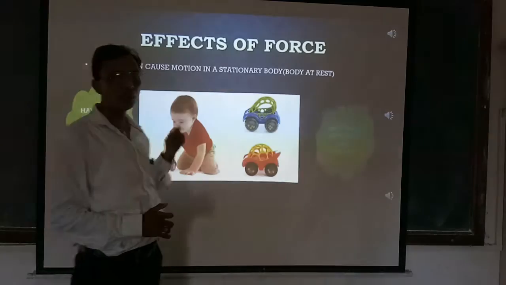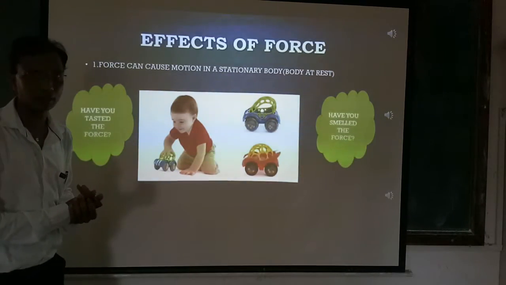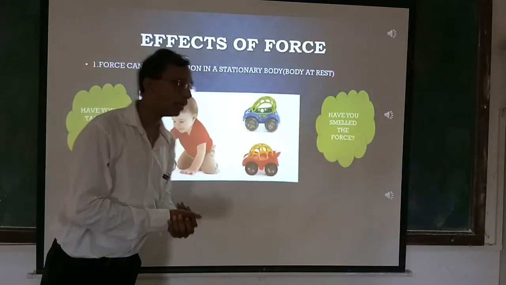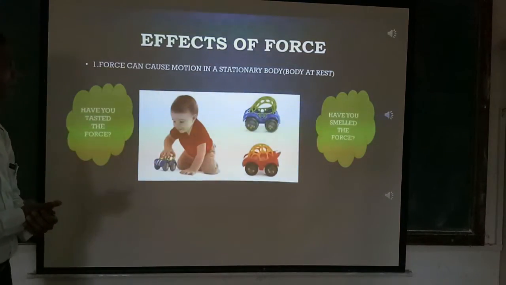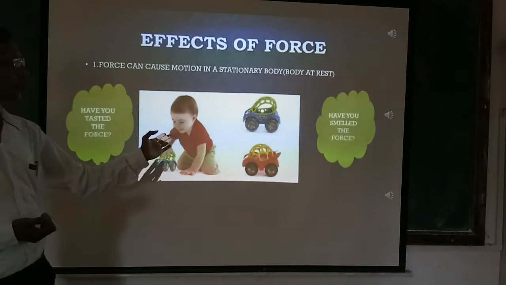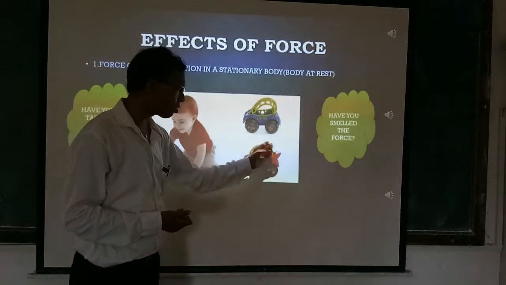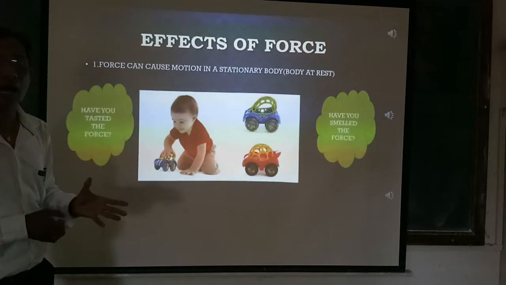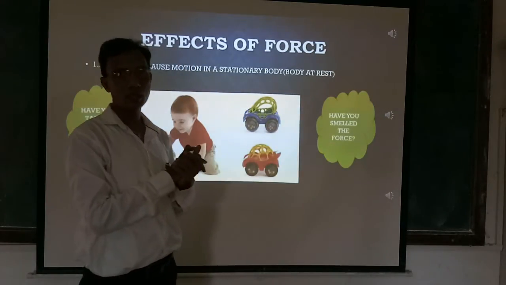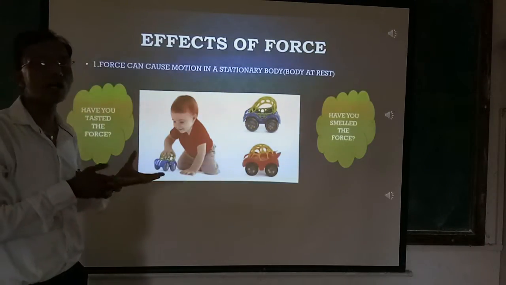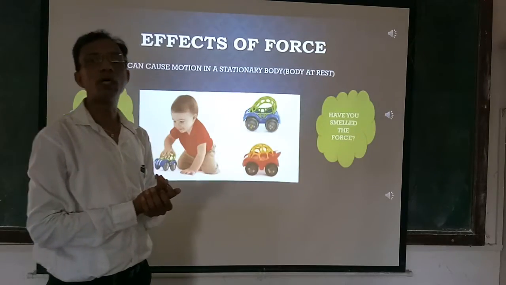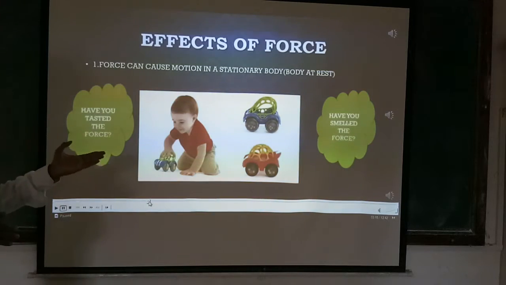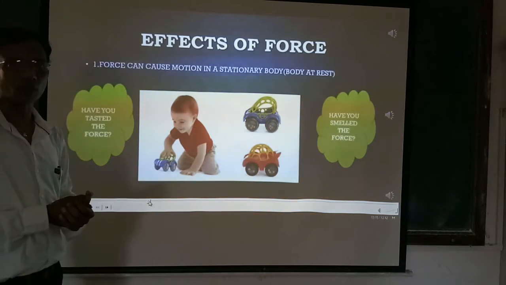So to open the door, one type of force is required. To close the door, one type of force is required. Here you can observe that force can cause the motion of a stationary body. Look at this toy car. It is a stationary object, but here a boy is playing with the car. He applies force, and with this force the car moves on the surface of the room. You can observe this type of force in your childhood, most of you.